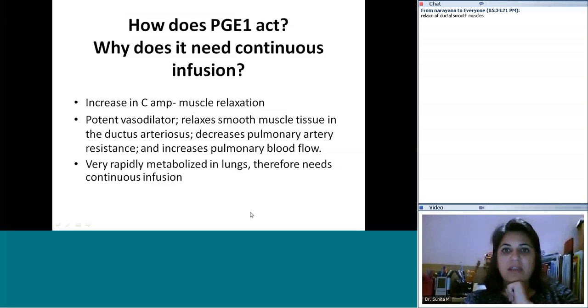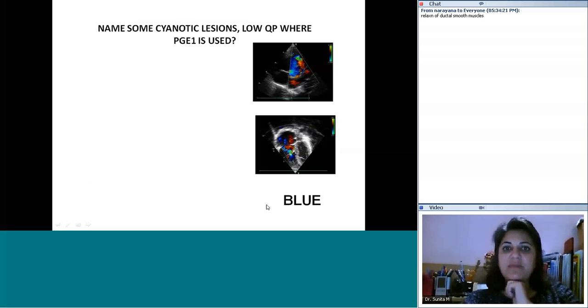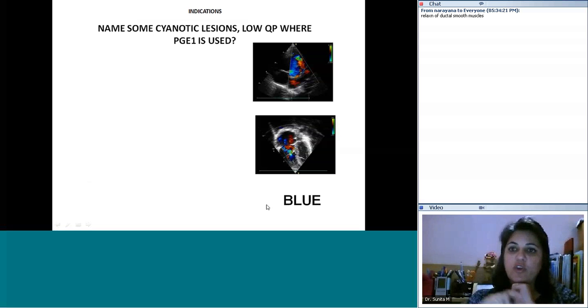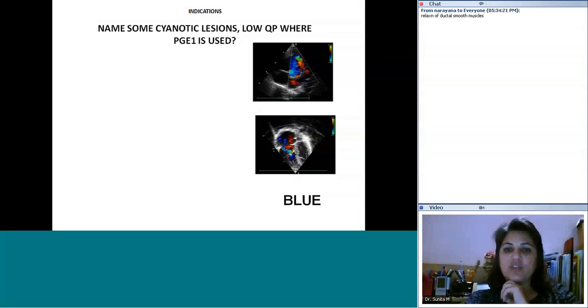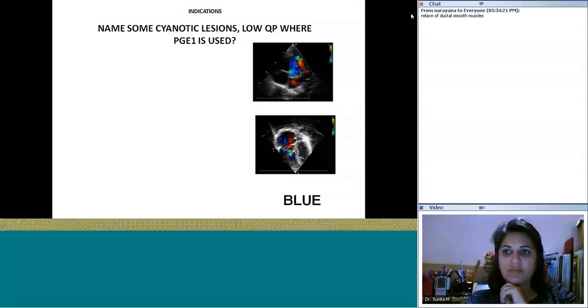Okay. Next question. Name some cyanotic lesions, low QP situations where prostaglandin E1 is used. So blue baby with low pulmonary blood flow, cyanotic baby. Name some lesions where prostaglandin E1 is used. So you've given an answer: tricuspid atresia, pulmonary atresia with intact septum, neonatal Epstein's with pulmonary atresia.